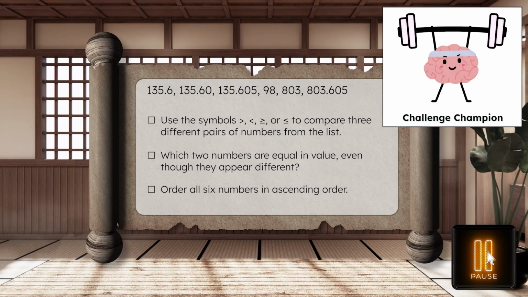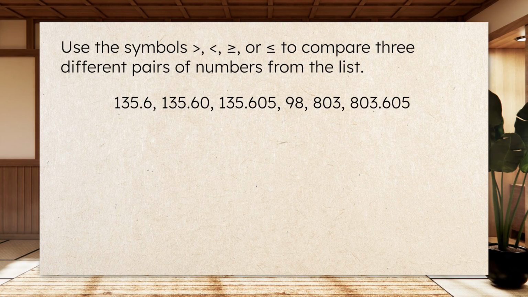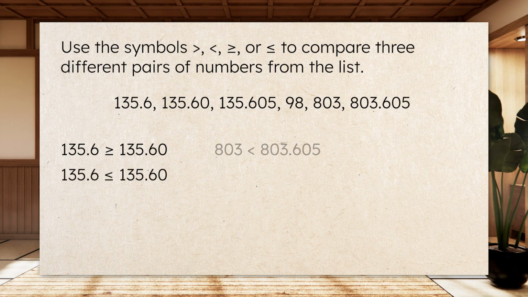Let's work through each part. 135 and 6 tenths is equal in value to 135 and 60 hundredths. So we could use either the greater than or equal to or the less than or equal to symbol to show the comparison. 803 is less than 803 and 605 thousandths. And 135 and 6 tenths is greater than 98.